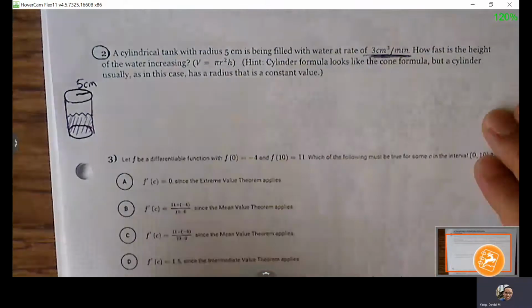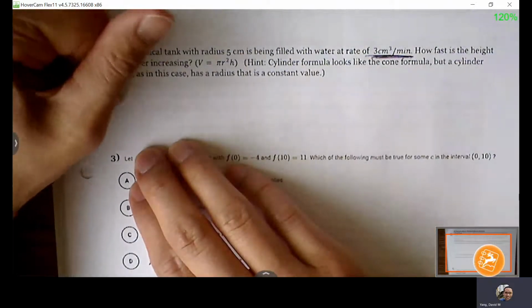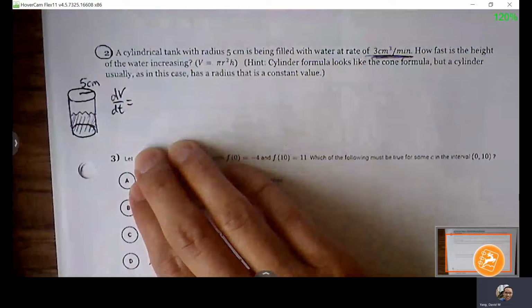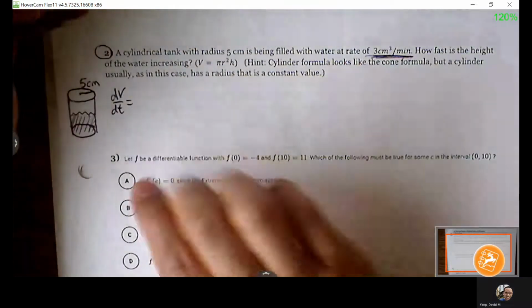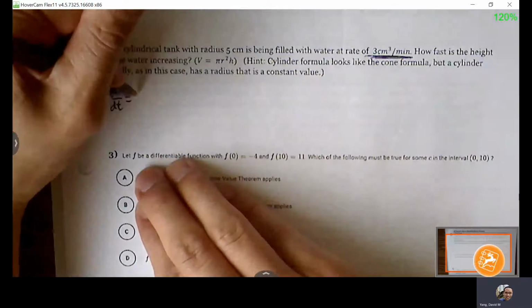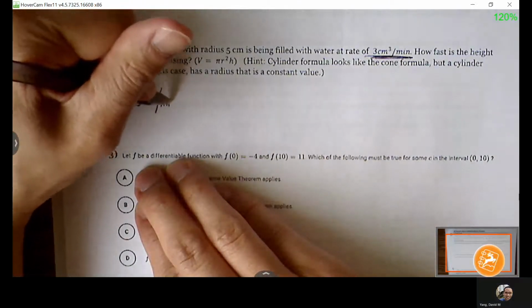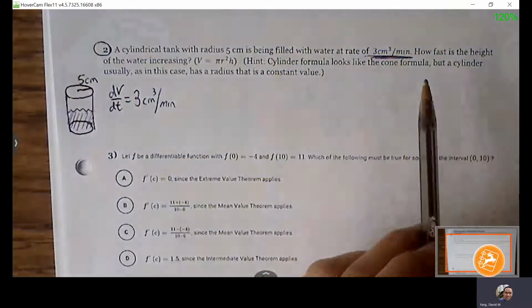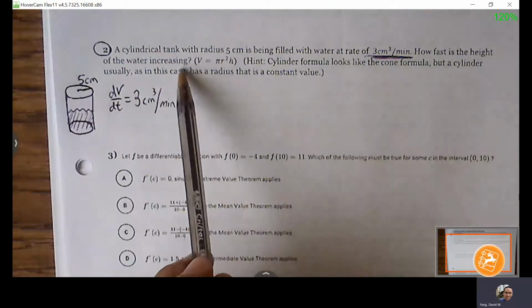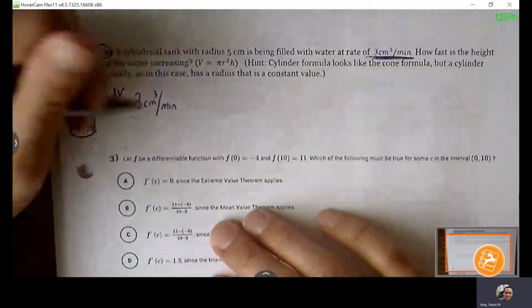What variable is that referring to? Good. dV/dt, positive or negative? Positive. You see the words being filled, so you know that the volume is increasing. How fast is the height of the water increasing? What are we looking for there? dH/dt.